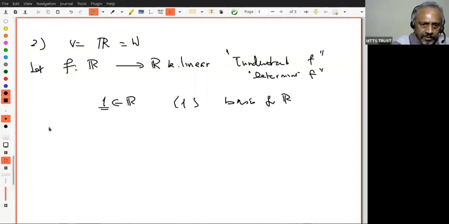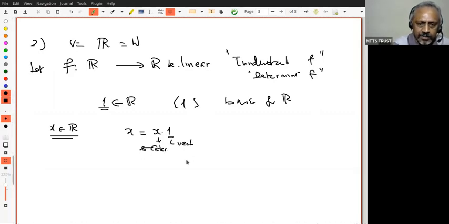What does it mean? Give me any real number x in R. This I can consider as a vector, but this vector x is x times 1, where I think of 1 as a vector and x as a scalar. You understand? It's just your viewpoint. Do not get psyched. It's the same thing. It is the product of two numbers. But I can write this, right?